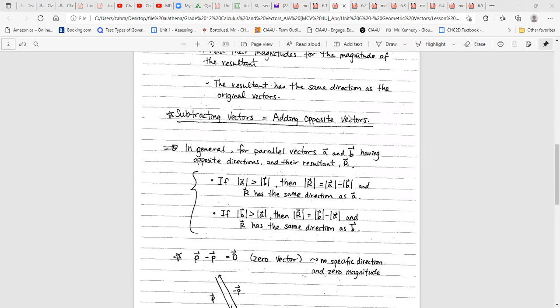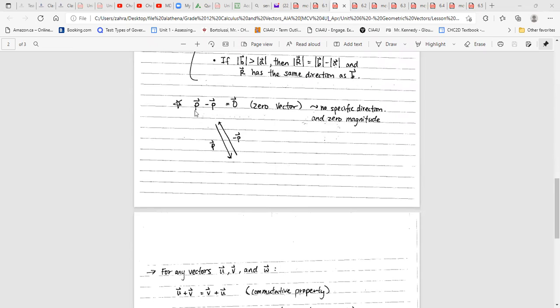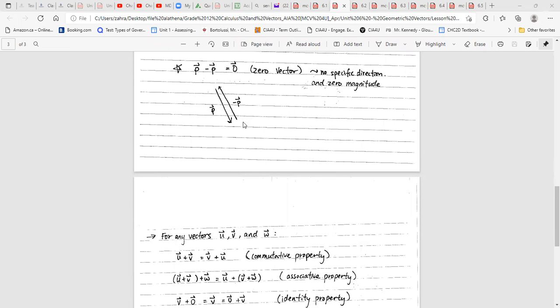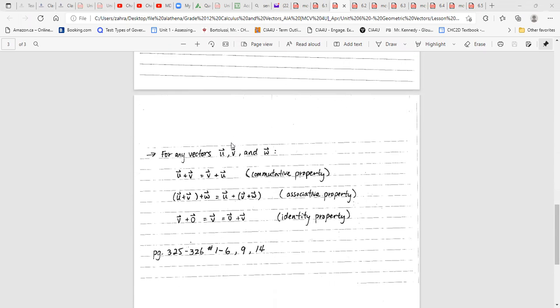Of course, a vector minus itself gives you a zero vector. Make sure this is a vector. We have vector 0. You don't put plain 0. The 0 is just a number. Addition and subtraction of vectors are going to be a vector. That's why you put a vector sign above the 0. Vector 0 means the magnitude of that is 0 and it has no specific direction.